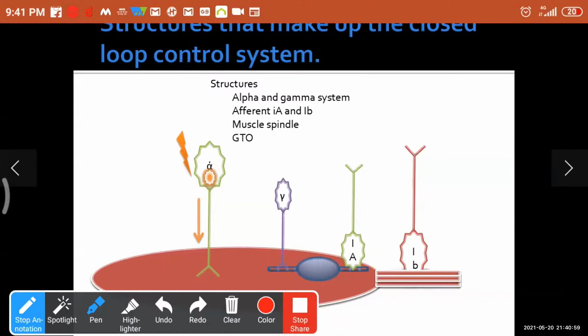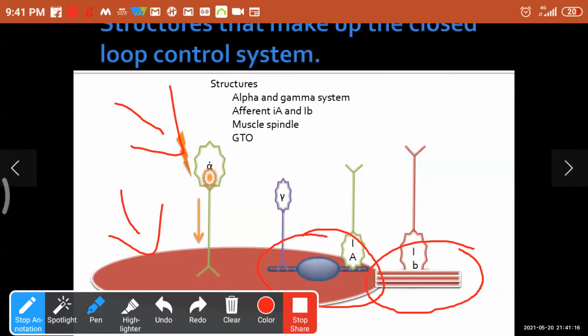So the red one, what you see here, this is the muscle. You have your alpha motor neuron, which is over here. You have a muscle spindle, which is here, and you have a tendon here. This is the structure of the muscle and the basic nerve, which we are very familiar with.